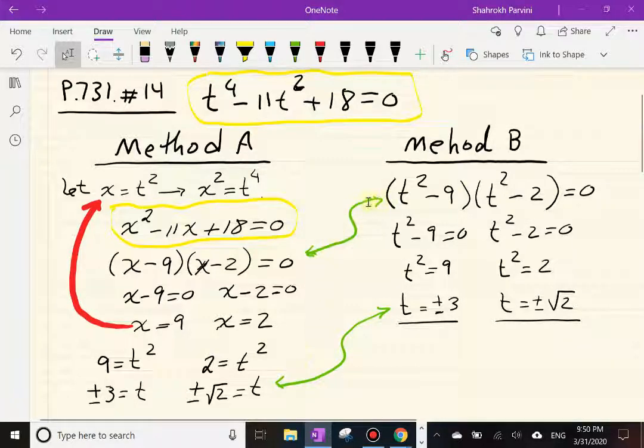And right up here, look at the factored form here. Look at the factored form for the reduced equation. They kind of look the same. Here's x, here's t squared. Remember, we let x be t squared.